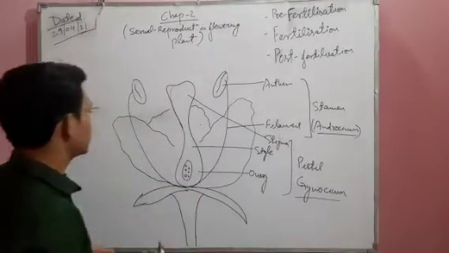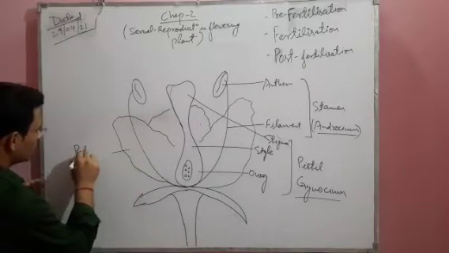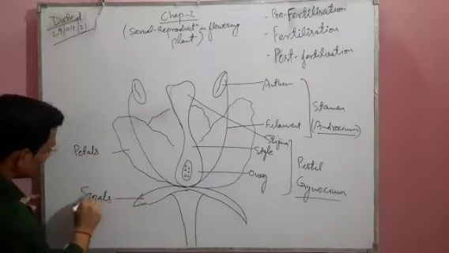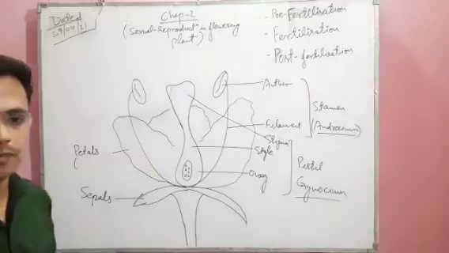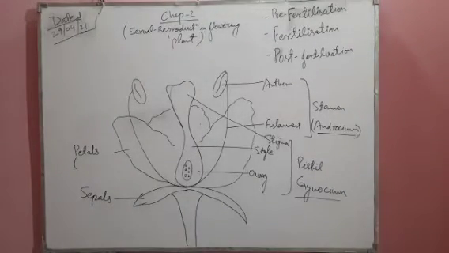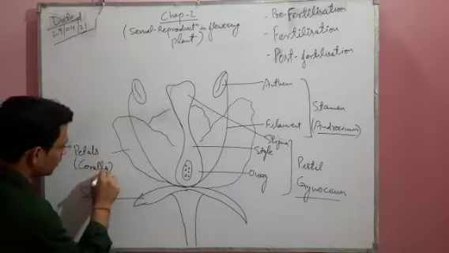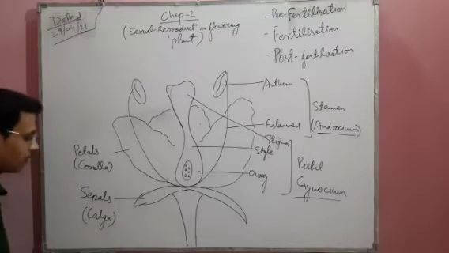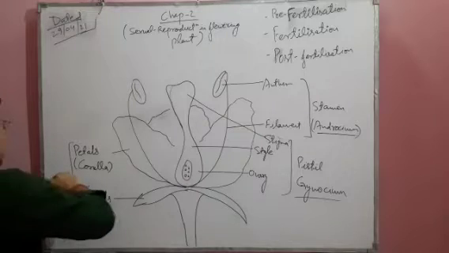Okay, and here we can say this is called petal. Petals, and this is called sepals. The petals together are called corolla, and the sepals are called calyx. When petals and sepals group together, that is called perianth.